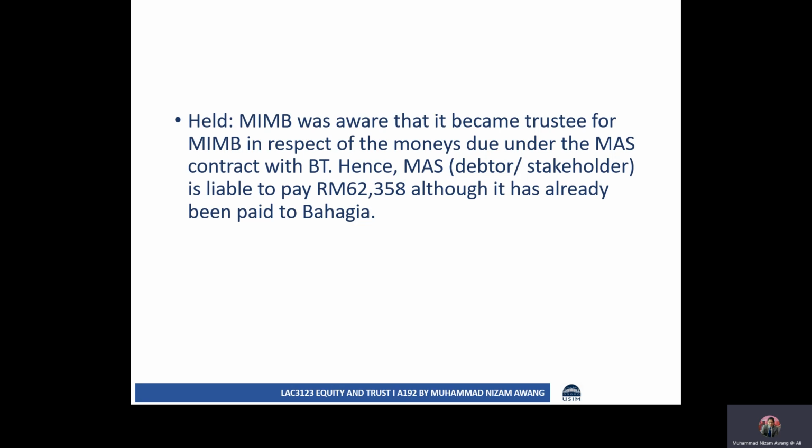The court held in this case, MIMB was aware that it became trustee for the money due under the contract with BT. Therefore, Malaysia Airlines is liable to pay the remaining amount, although it has been paid already to Bahagia. There is some balance there. So there is an assignment in this case, an absolute assignment, even though the signing was done later, almost a year after the intention to assign was agreed by the assignor and the assignee.